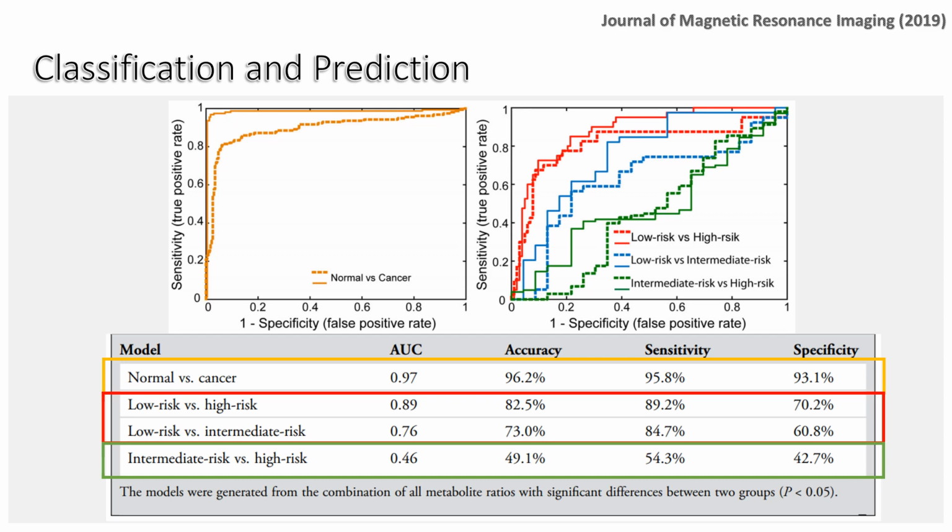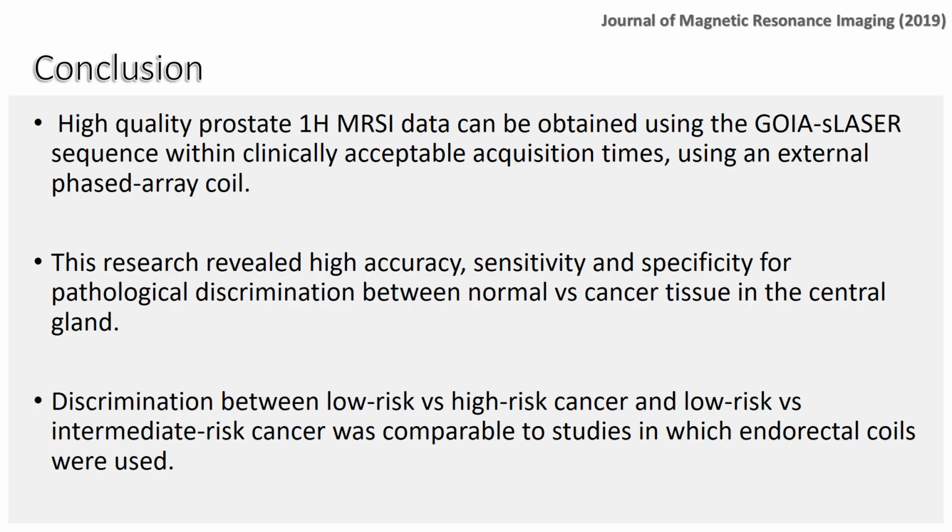sensitivity, and specificity. To summarize, high-quality prostate MRSI data can be obtained using the GOIA sLASER sequence within clinically acceptable acquisition times using an external phase array coil. This research revealed high accuracy, sensitivity, and specificity for pathological discrimination between normal versus cancer tissue in the central gland. Discrimination between low-risk versus high-risk cancer and low-risk versus intermediate-risk cancer was comparable to studies in which endorectal coils were used.